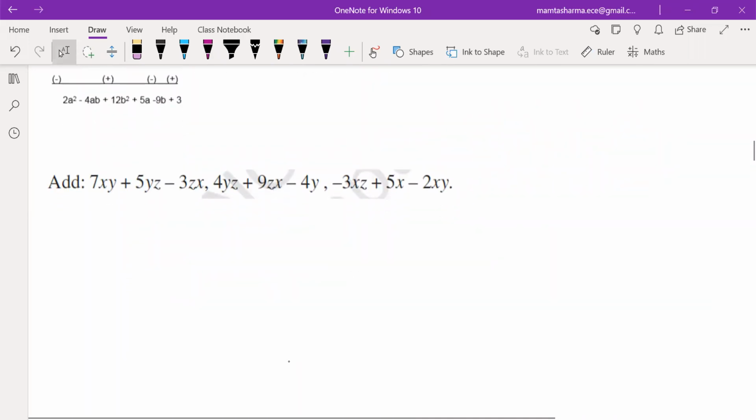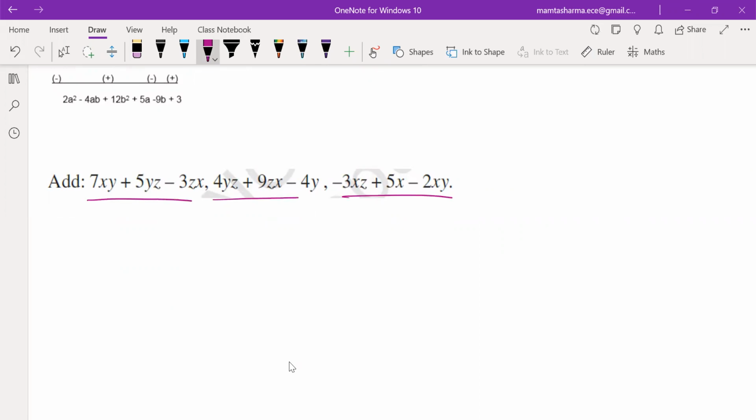Now if I say add these three polynomials, how would you add? Everybody has to add. Tell me the answer. Ma'am, all the three terms. Yes, all the three terms, add together.